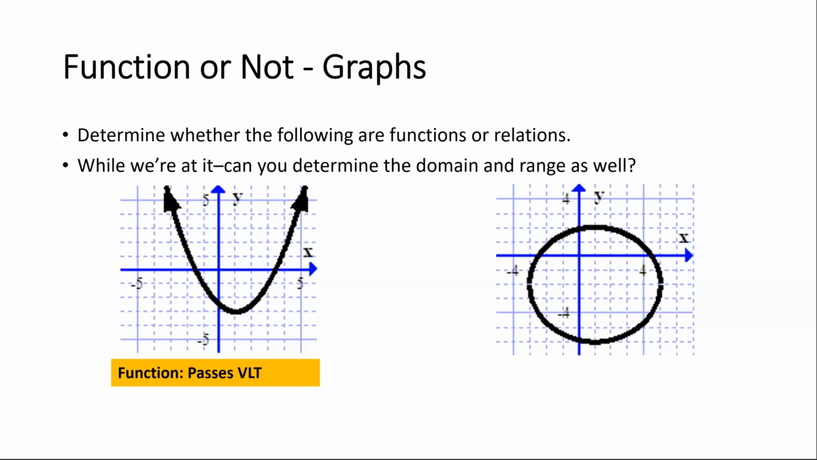However, for the circle on the right, draw a vertical line anywhere there, and you'll see on that vertical line, you will touch the graph twice. Therefore, it fails the vertical line test. Therefore, it is a relation. I won't explain the domain and range for each. I'll show you the answers.